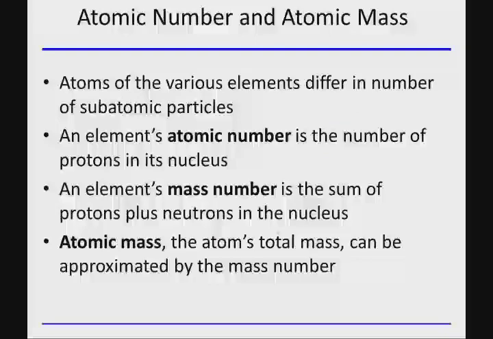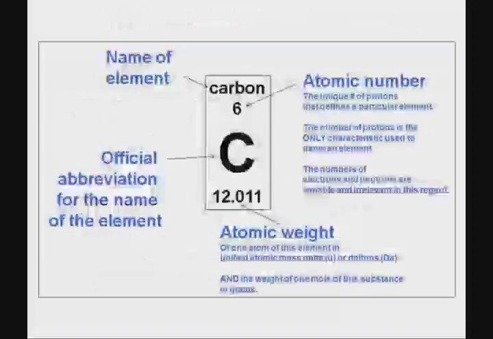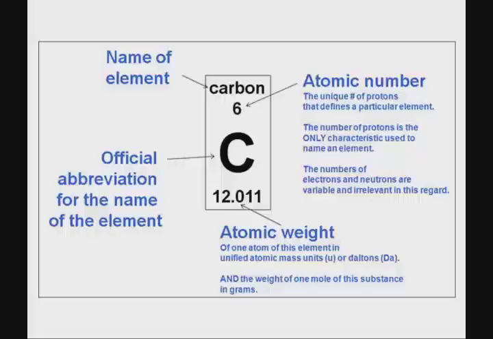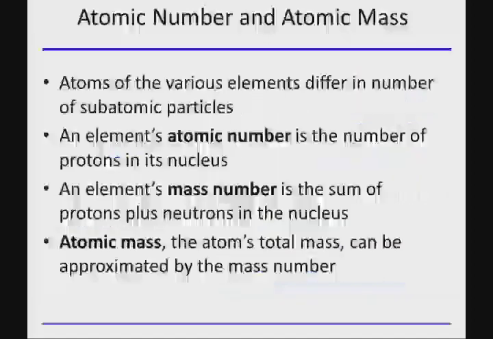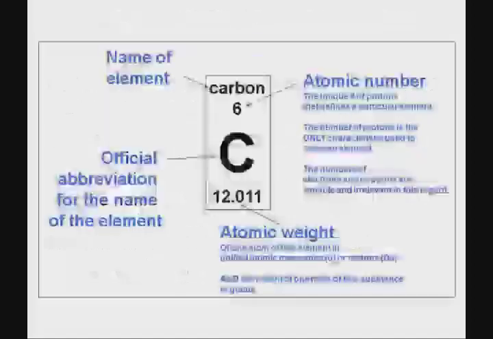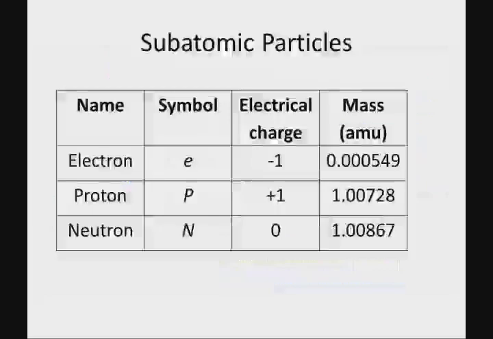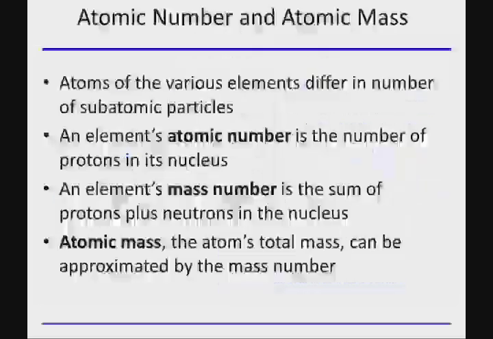Atoms of various elements differ in their number of subatomic particles, specifically the protons, right? An atom's atomic number is the number of protons in its nucleus. That's what gives it its defining characteristic. We can add the protons plus the neutrons and get the mass number, and if we add all the electrons as well, we get the atomic mass. That tends to be a very small difference from the mass number, because the electrons have such small mass, as you can see there.